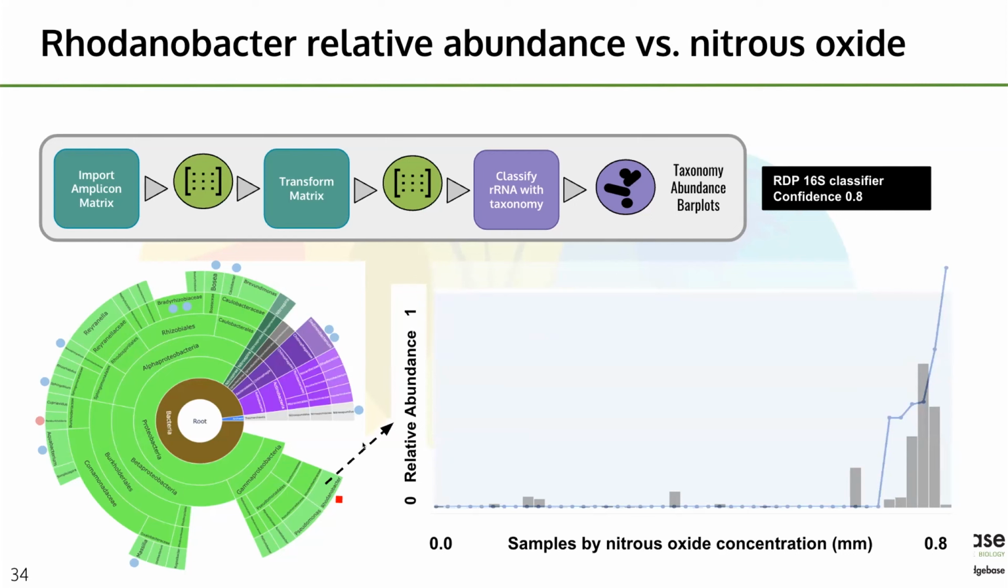And what we are able to see when we look at that particular data, you can sort the samples by nitrous oxide concentration, for example, and then plot the abundance of that particular ASV on that axis, and you can sort of see that it really is enriched at very high nitrous levels.